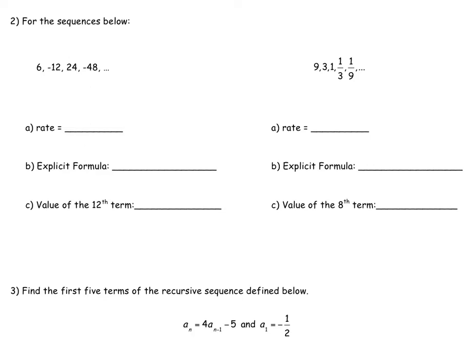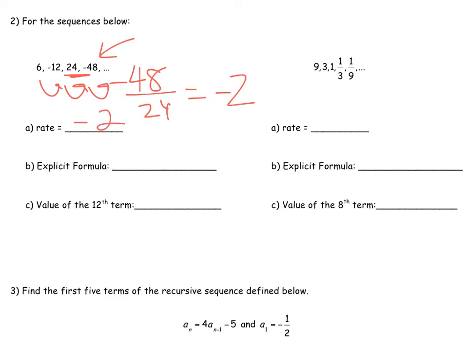Alright, so looking at these sequences, we have to think whether these are going to be arithmetic or geometric. So as I go from 6 to negative 12, negative 12 to 24, 24 to negative 48. Okay, if I take any term, so I'll pick the negative 48, and if I divide it by the previous term, by 24, I'll get negative 2. And if you look, all of these are being multiplied by negative 2, so that's your rate.